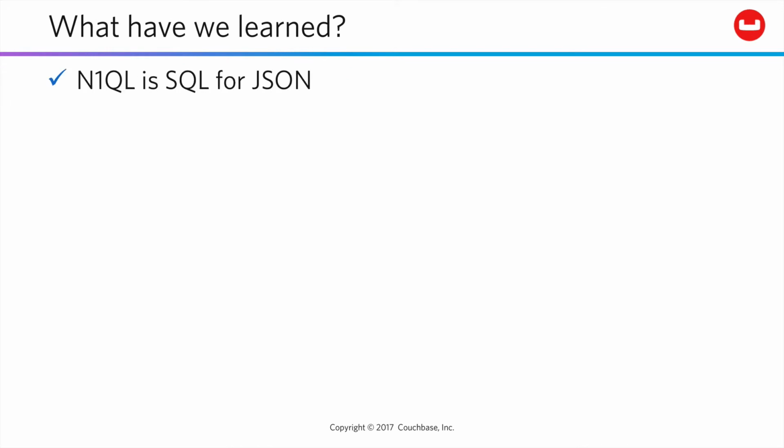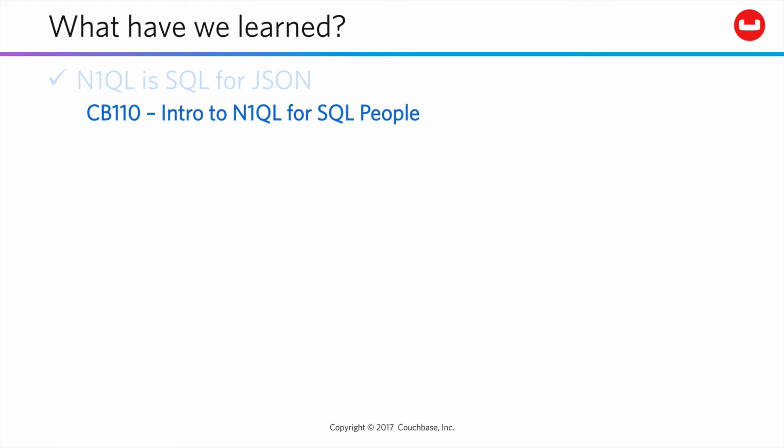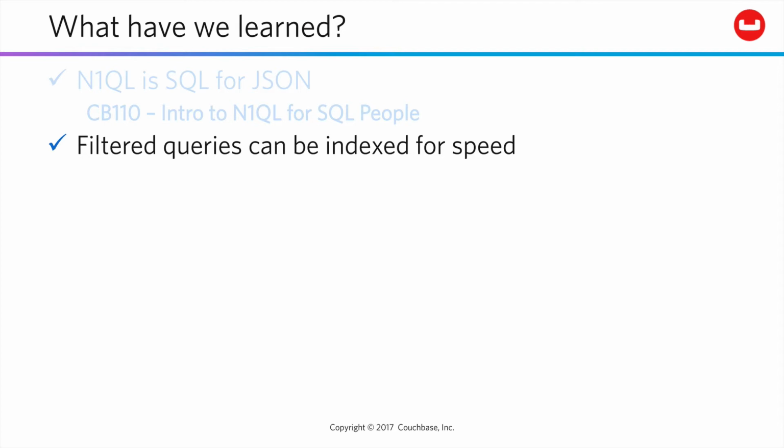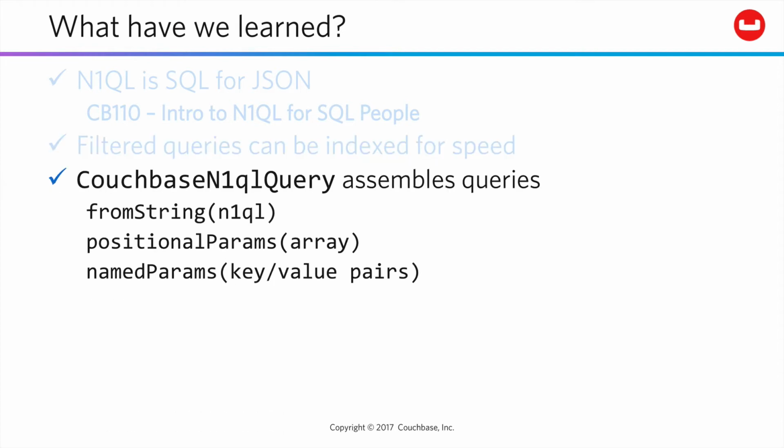So what have we learned? Well, first, NQL is SQL for JSON. You can learn a lot more about it free here online, but stop and think a moment just how much power you've already got under your fingertips from the SQL skills you've honed over many years. It's just slightly different when working with JSON. We saw how your queries can be indexed for speed, and those indexes can include filters. We saw how you use the Couchbase NQL query object to assemble your queries. It supports a set of static methods like fromString, positional params, and named params.